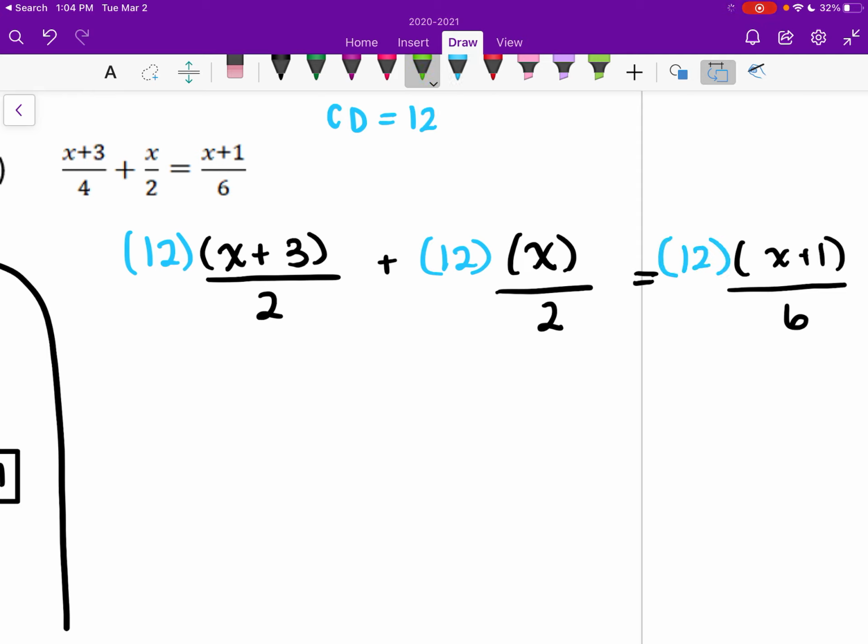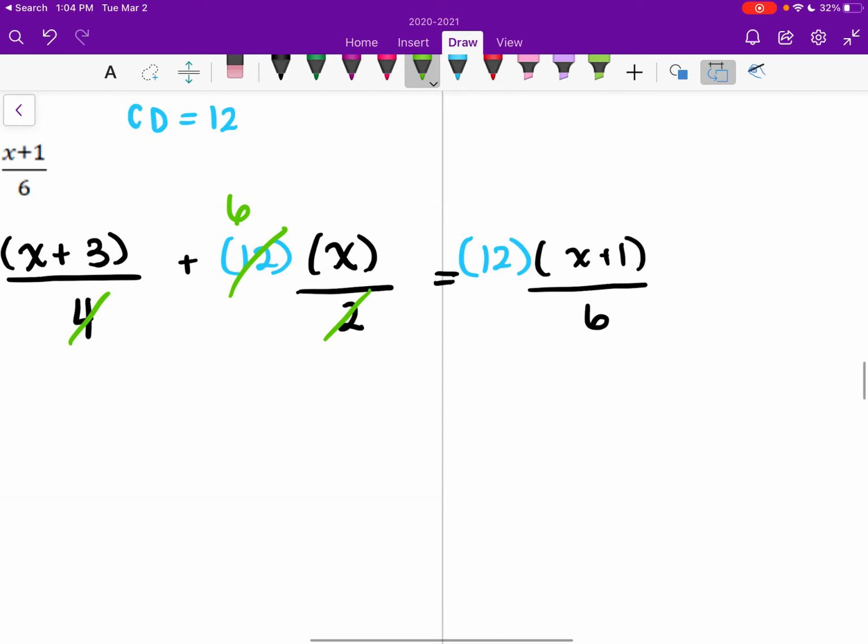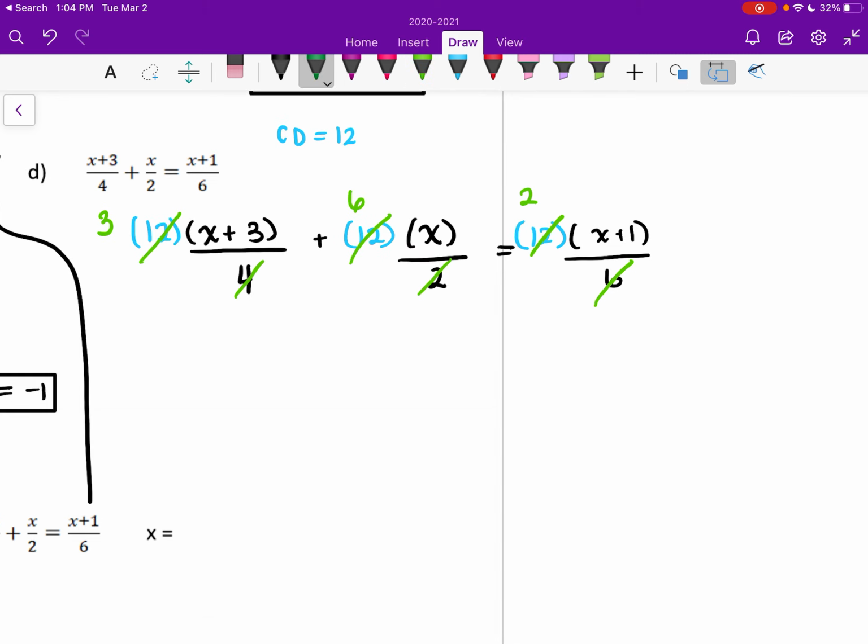So then we're going to start crossing stuff out. 12 and 2 cross out, I'm left with 6. Oops, and this should be a 4, so not 6: 12 and 4 cross out, and I'm left with 3. Then 12 and 6 cancel out, and I'm left with 2. So I have 3 times (x + 3), and the 4 is just a 1, so we don't need to write it over anything anymore.